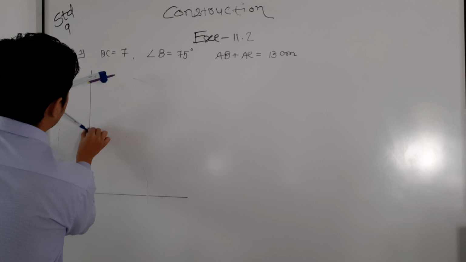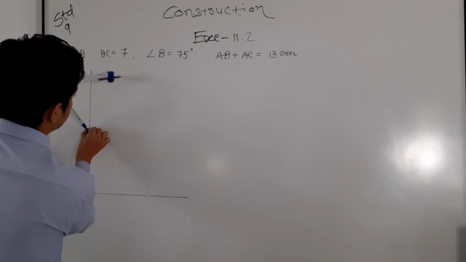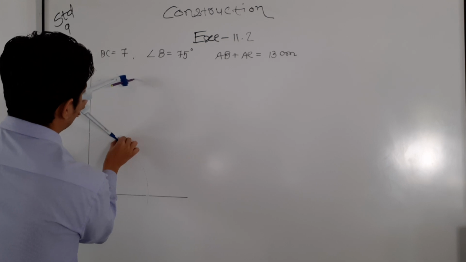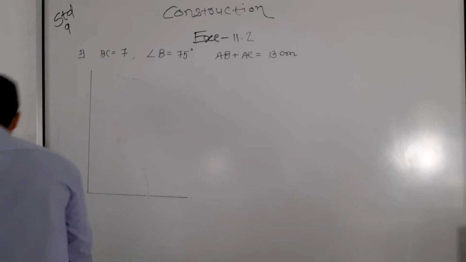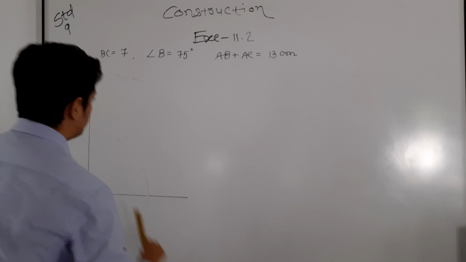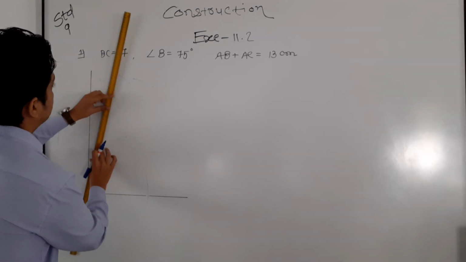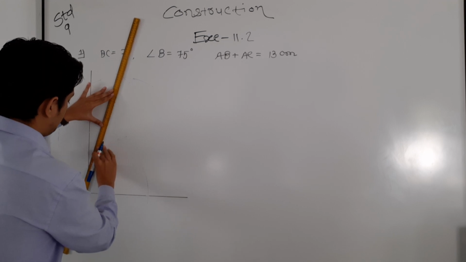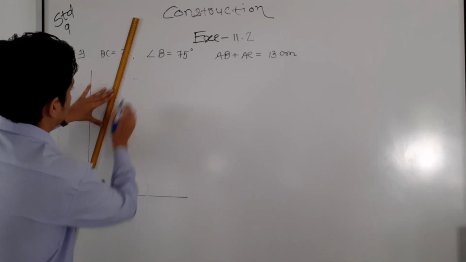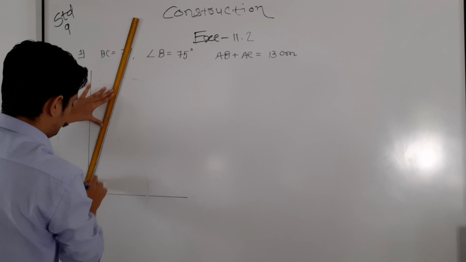Then now 90 and 60 here, and one line segment we have to draw from this line. Okay, so this is 75.